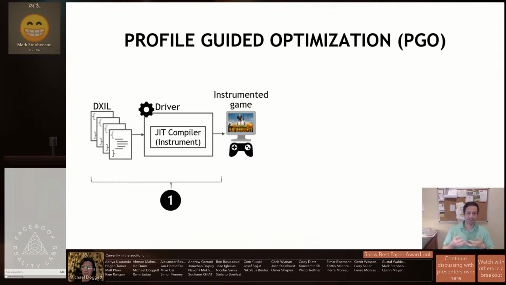Whereas traditionally a developer has written their HLSL or GLSL that the driver JIT compiles to run the game, PGO introduces additional build time complexity. So PGO is a three-step process. The first step here simply invokes the compiler in such a way that we instrument the shaders so that when the shaders run, we can collect runtime statistics.